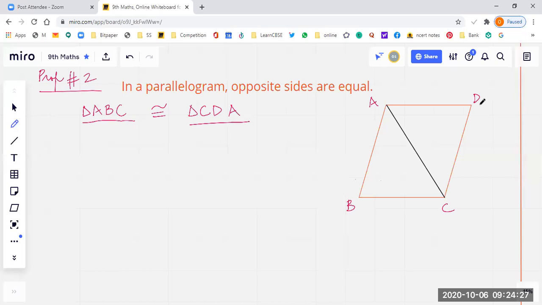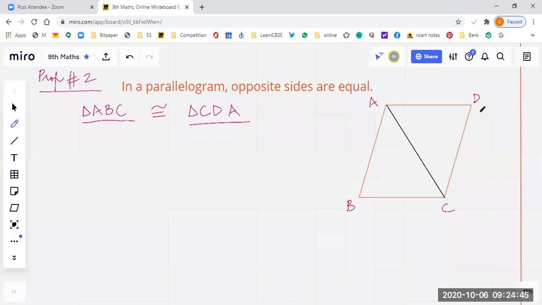Order of vertices, right? Should be same. You cannot say triangle ABC is congruent to triangle DAC or DCA. It will be wrong.